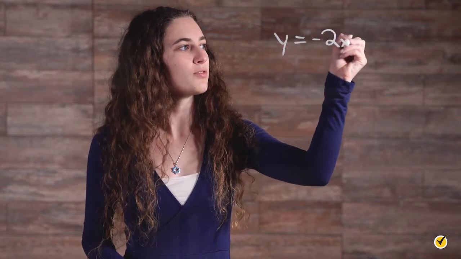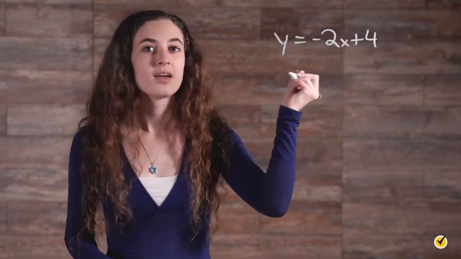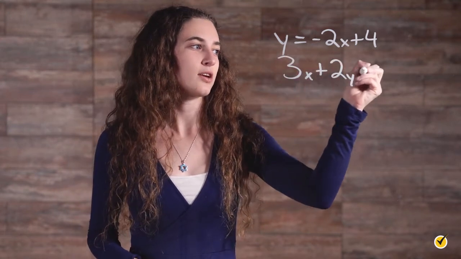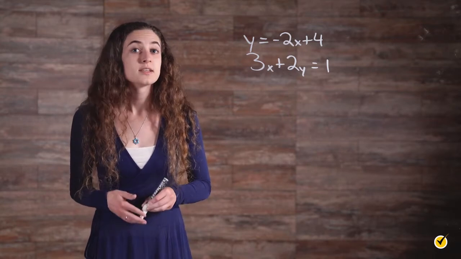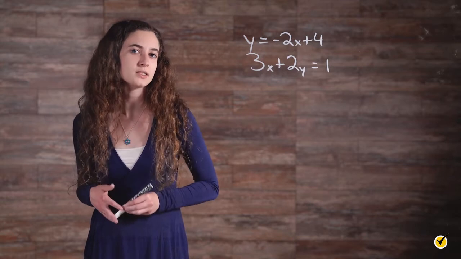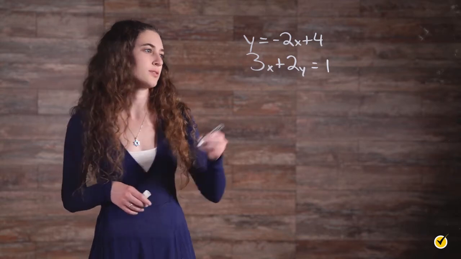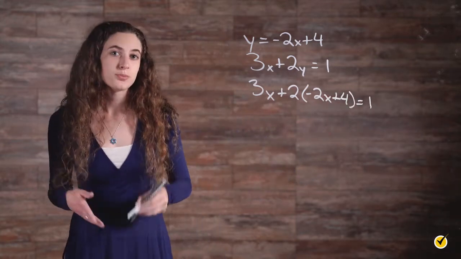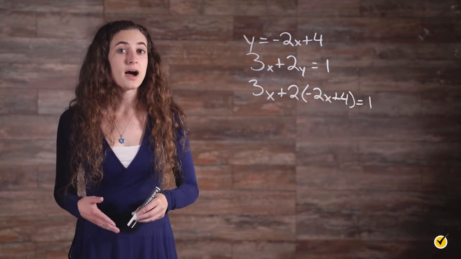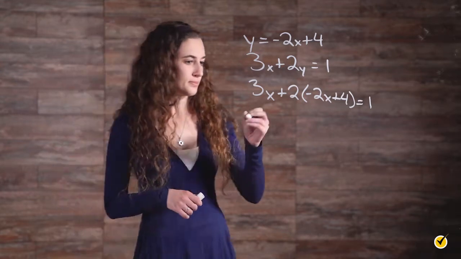Let's practice the substitution method by looking at one more problem together. y equals negative 2x plus 4, and 3x plus 2y equals 1. Because the y is solved in terms of x in the first equation, substitute the expression negative 2x plus 4 for y in the second equation. Distribute the 2 into the parentheses, combine like terms, and solve for x.